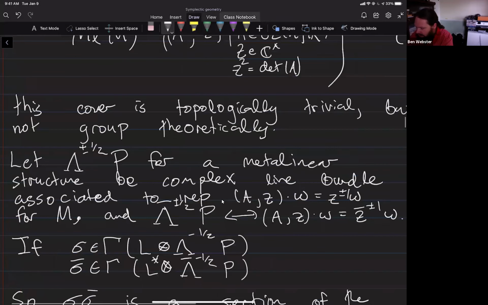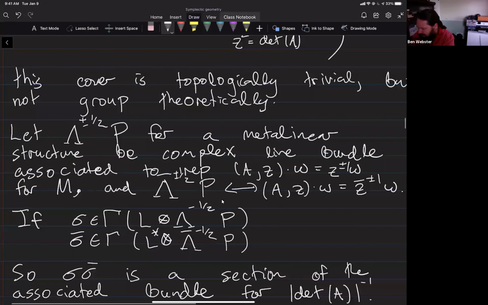All right, so if I have a metalinear structure, I can define a complex line bundle associated to the representation, where I act on a complex scalar by Z inverse, or I could take Z conjugate and Z inverse conjugate, and those are all different. None of those are the same representation.